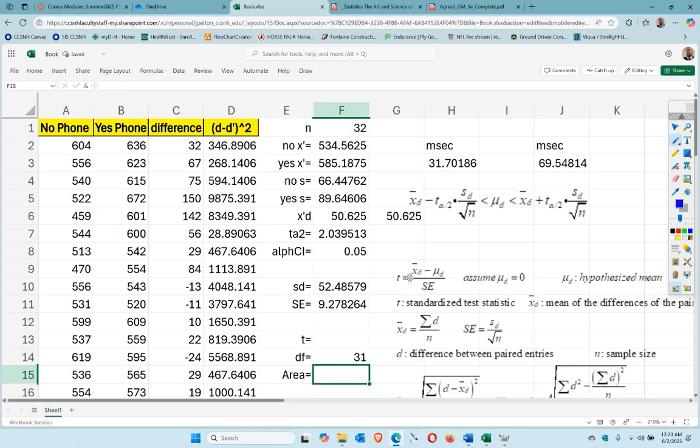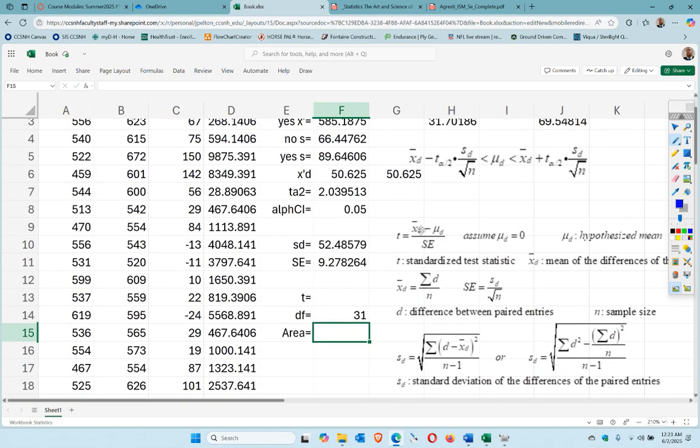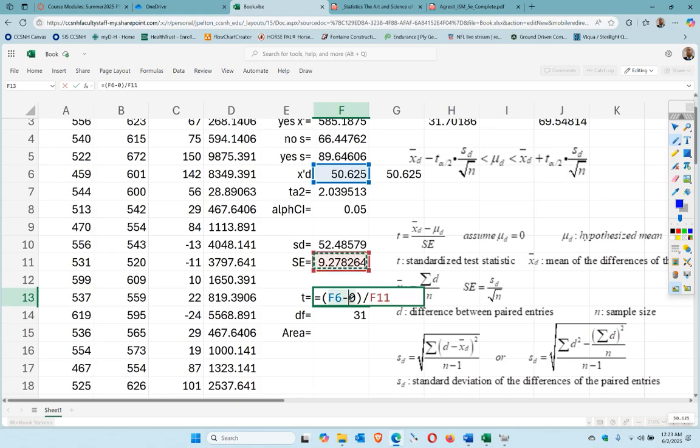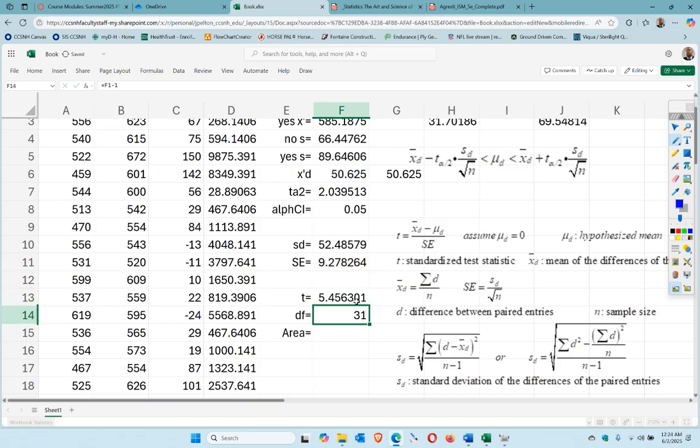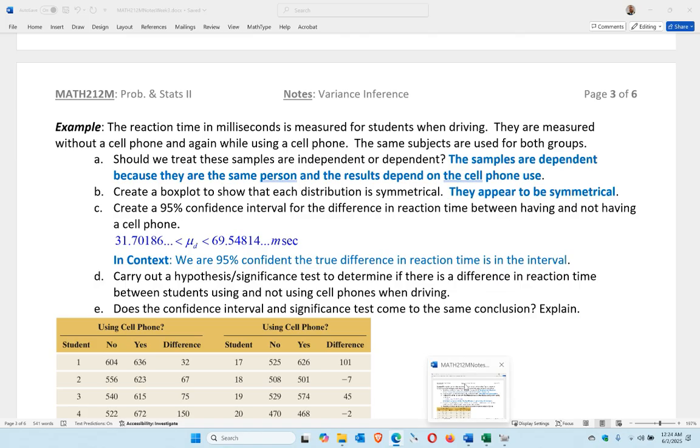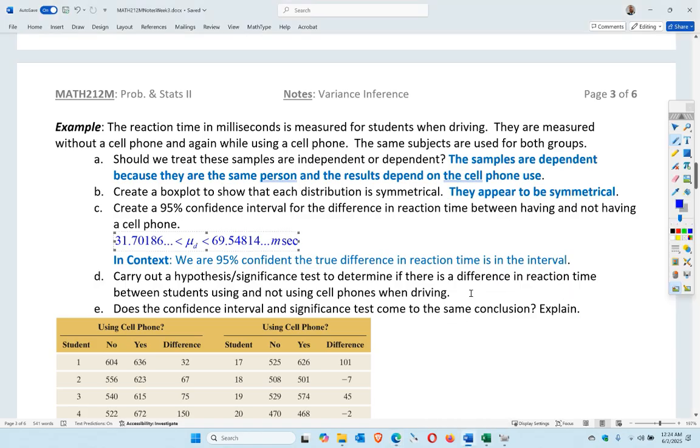Okay, and our t value is right here. That's equal to our sample minus the population, which would be 0, divided by the standard error. Right? Because you always assume that the difference in the population is nothing. That's the null hypothesis. So let's do our hypothesis test now.